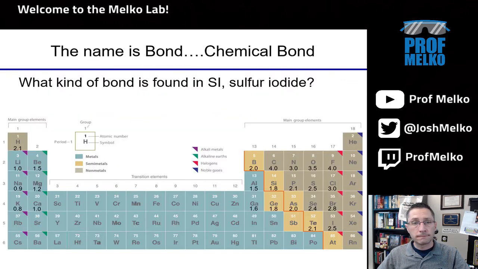Let's move on. What kind of bond is found in sulfur iodide? Okay, first let's try to contrast covalent and ionic. Pause the video here and see if you can answer that and the rest of this question.